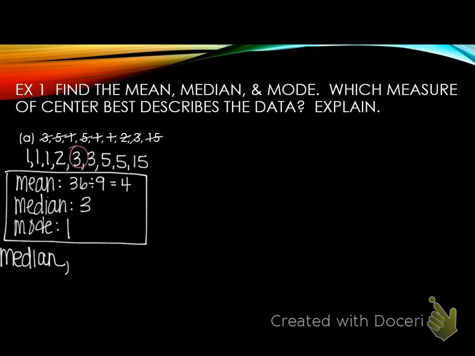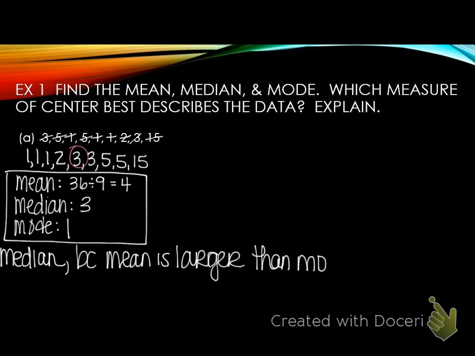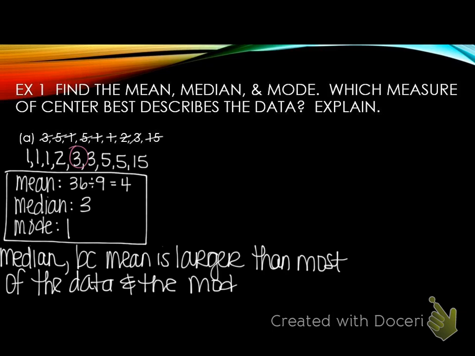Okay, and the reason would be because the mean is larger than most of the data. And the mode is, what did we say the mode was? Smaller. The mode is smaller than most of the data.